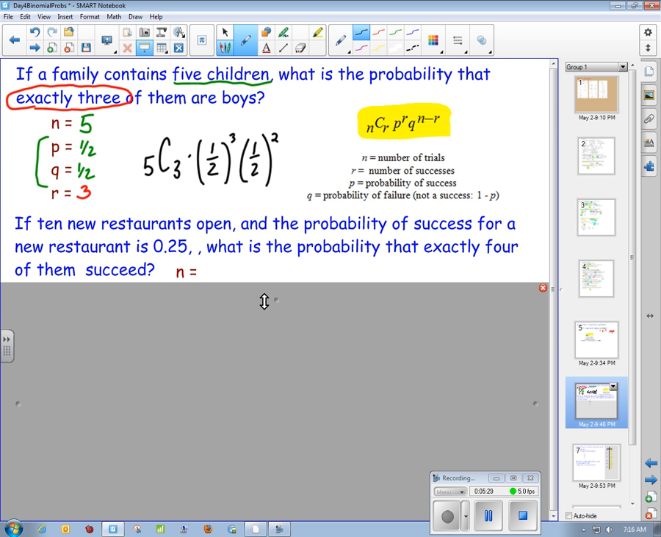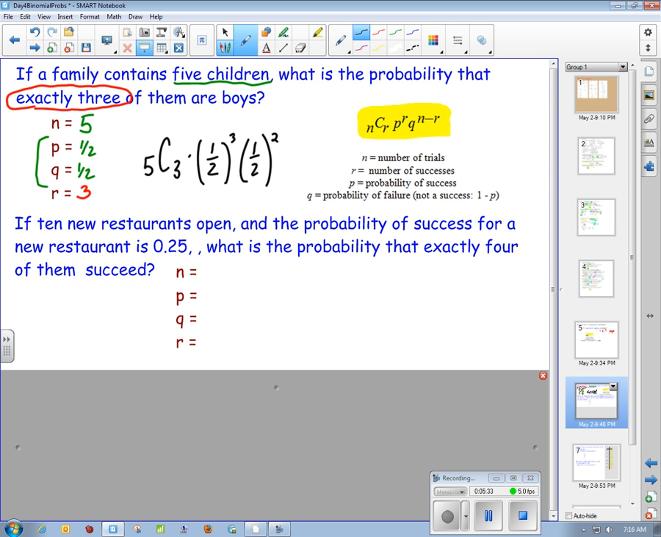What's the probability that exactly 4 of them will succeed? And again, we're going to start by identifying our 4 variables here. I'm opening 10 new restaurants, so that's my experiment. N is equal to 10. The probability of success for any new restaurant is 0.25. P plus Q have to add up to 1, so Q is 0.75. What's the probability that exactly 4 of them succeed? That makes R equal to 4.